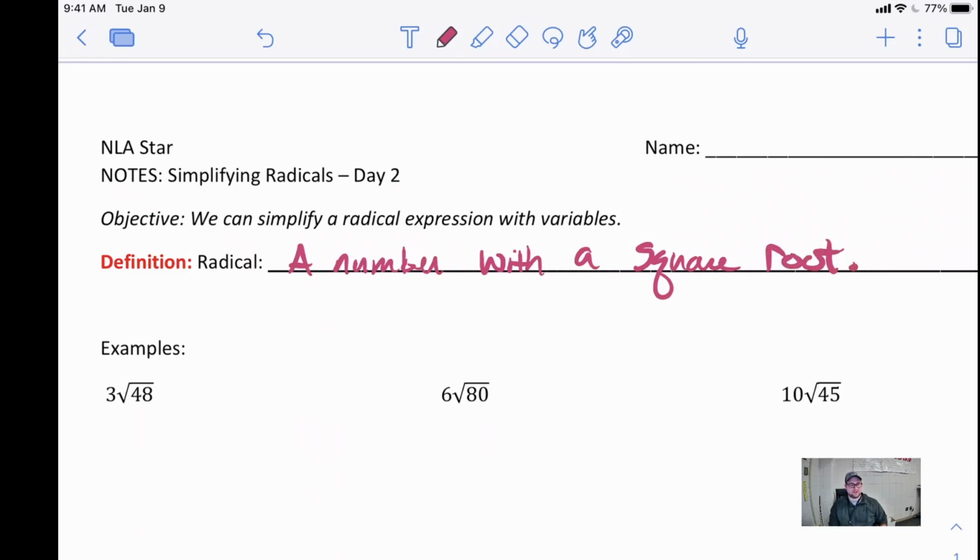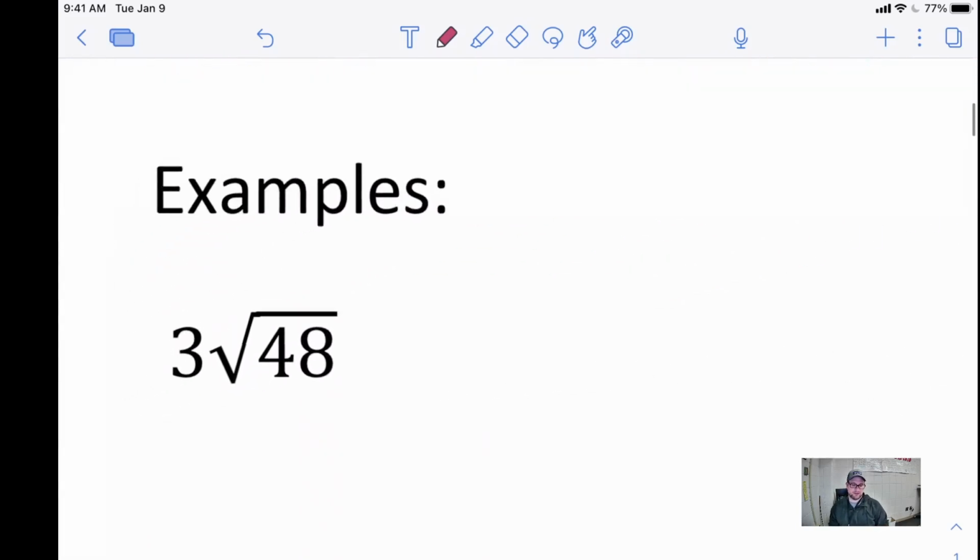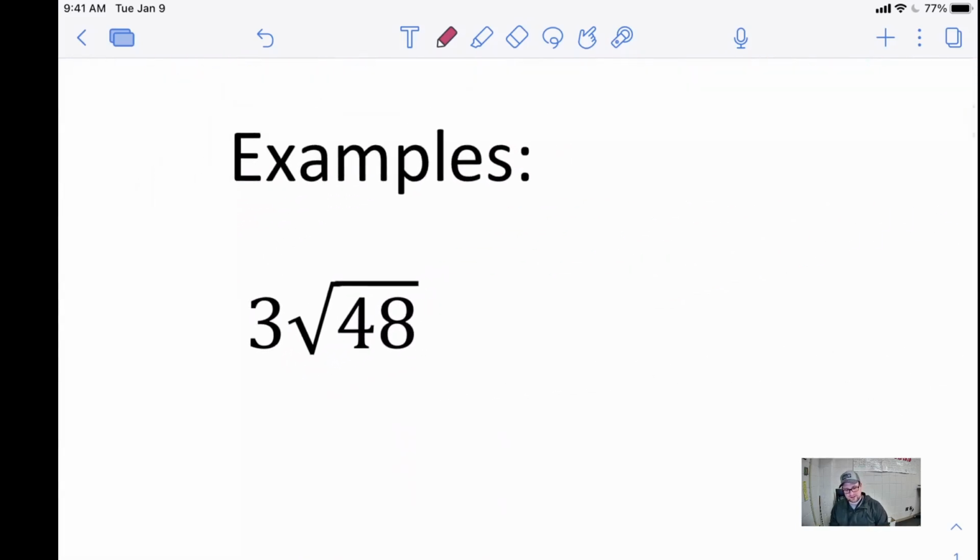All right, so let's look at an example. Now, this one's going to look a little bit different than yesterday, and the reason it looks different is because now we get this number that's already sitting on the outside. But don't worry about that. We're just going to draw a line and separate it for a minute, and we're going to continue on normally. So let's get to 48 here for a minute.